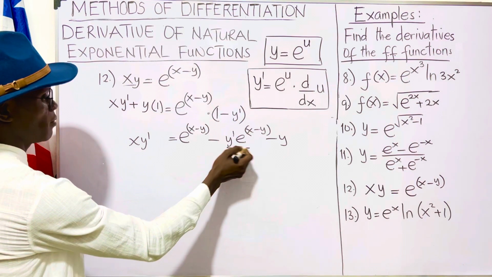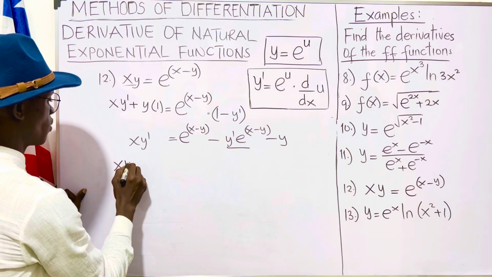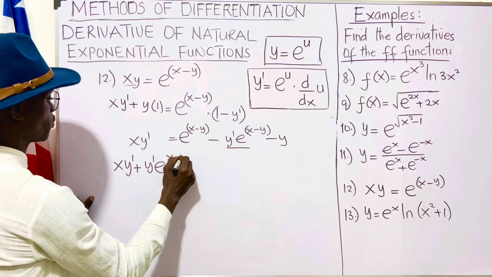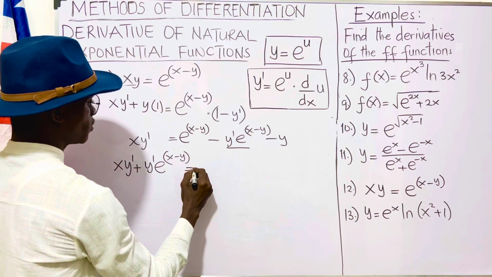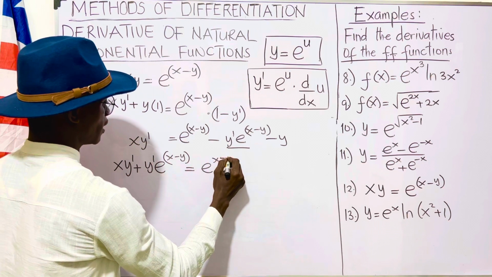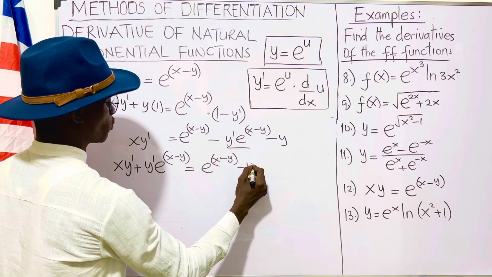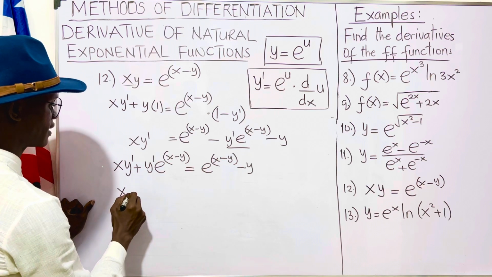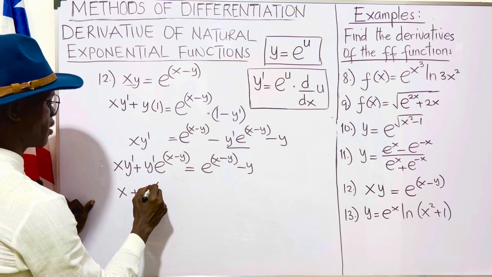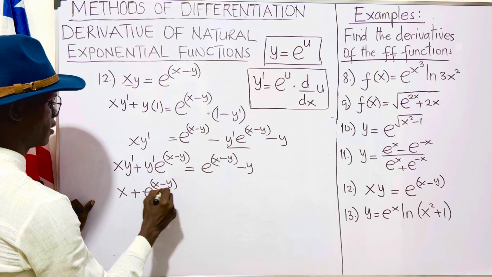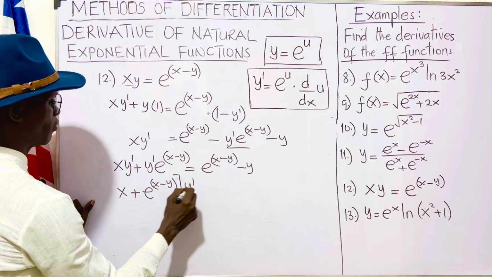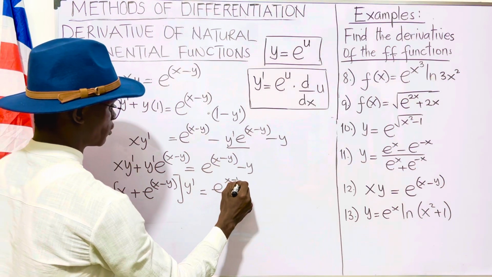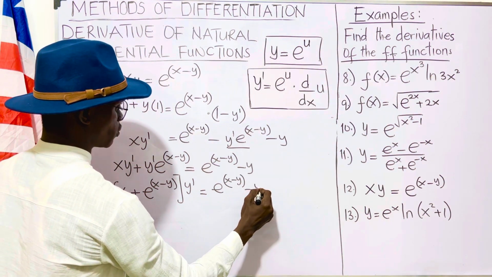So we send this term to this side of the equation: x y prime plus y prime e raised to the power x minus y equals e raised to the power x minus y minus y. So we factor out y prime, and we're left with x plus e raised to the power x minus y, and then y prime will be outside. E raised to the power x minus y minus y.